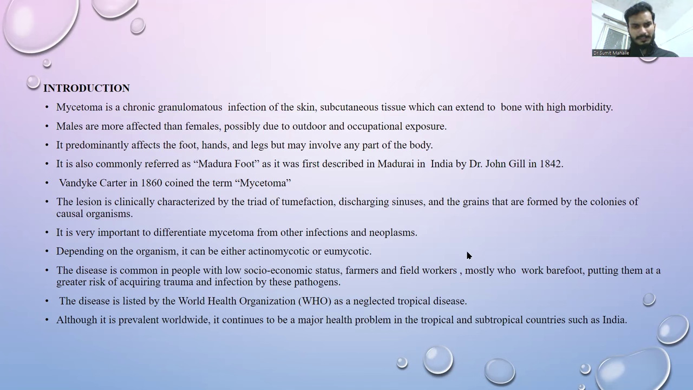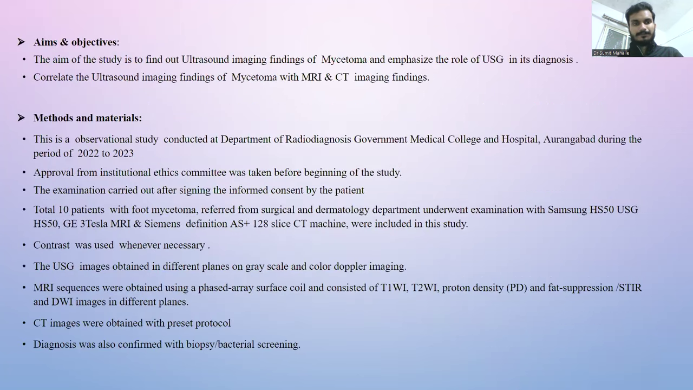The disease is common in people with low socioeconomic status, farmers, and field workers, mostly those who work barefoot, putting them at great risk of acquiring trauma and infection by these pathogens. The disease is listed by the World Health Organization, WHO, as a neglected tropical disease. Although it is prevalent worldwide, it continues to be a major health problem in tropical and subtropical countries such as India.